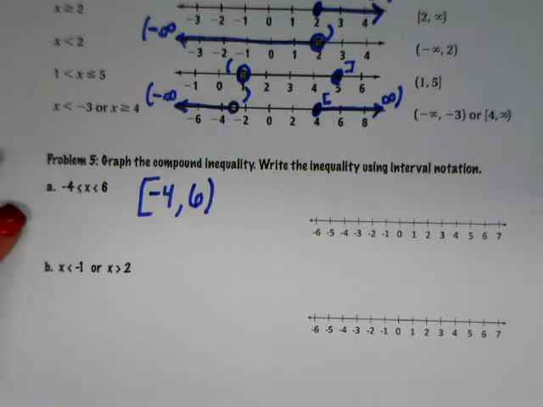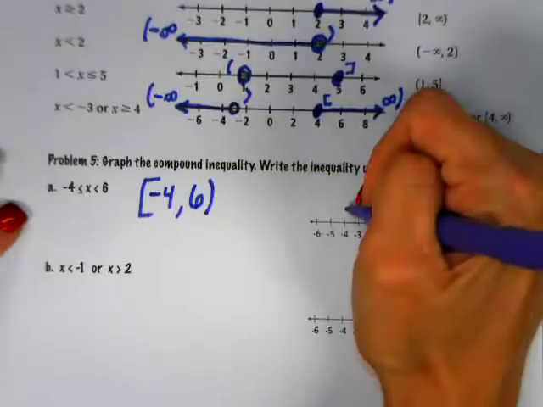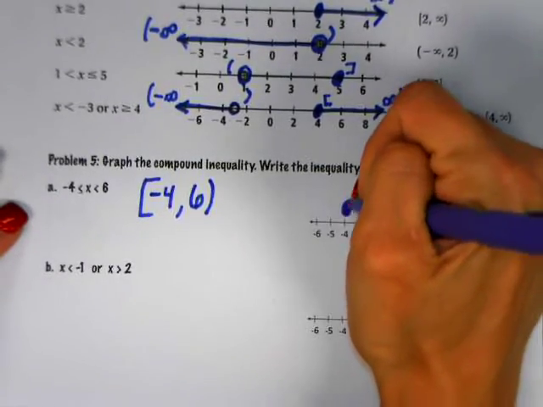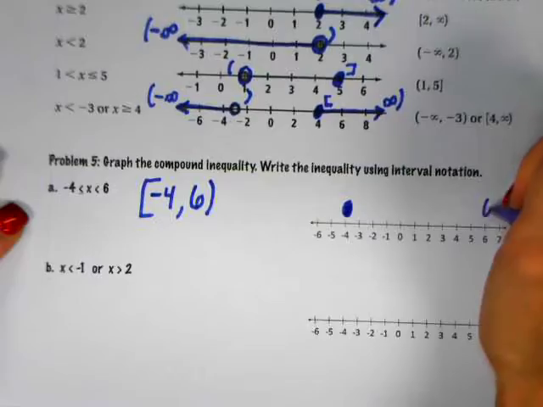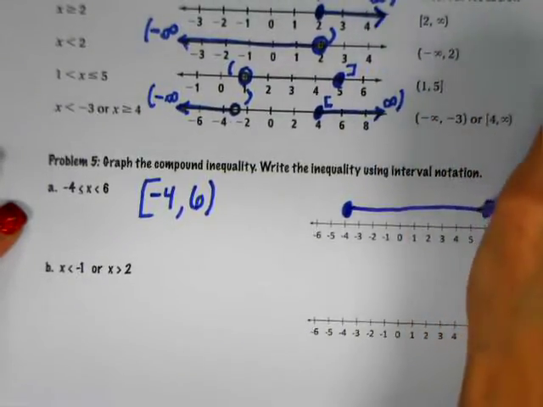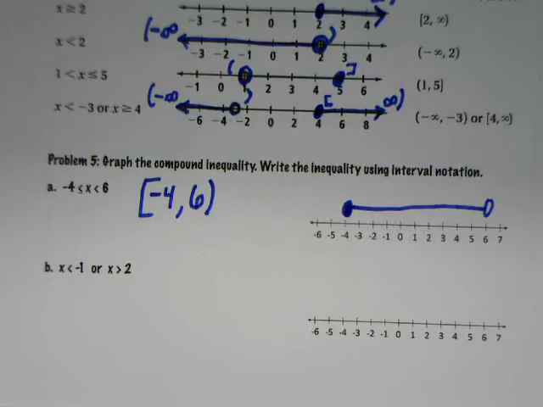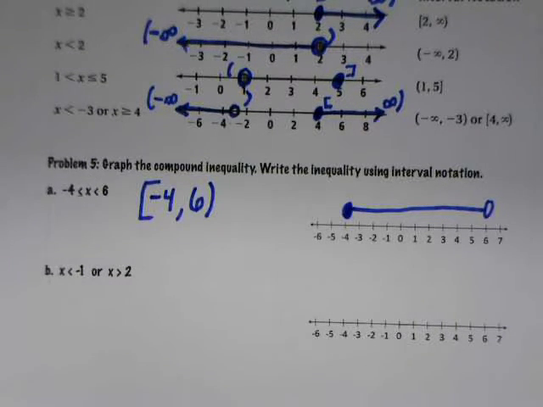So then on a graph, is it an open or a closed dot at -4? Closed. What about at 6? Open, and then it's connected between. Okay, so then the "or" one is not contained between two numbers. You have both of your infinities on each end, okay?